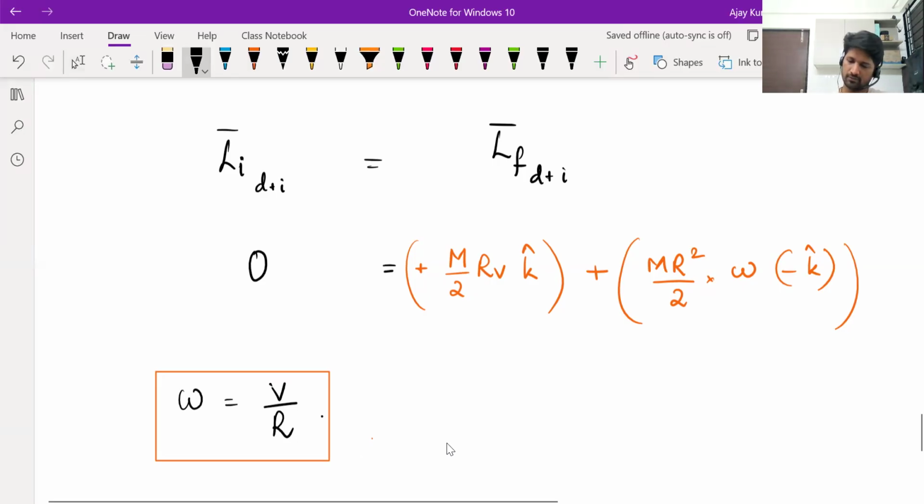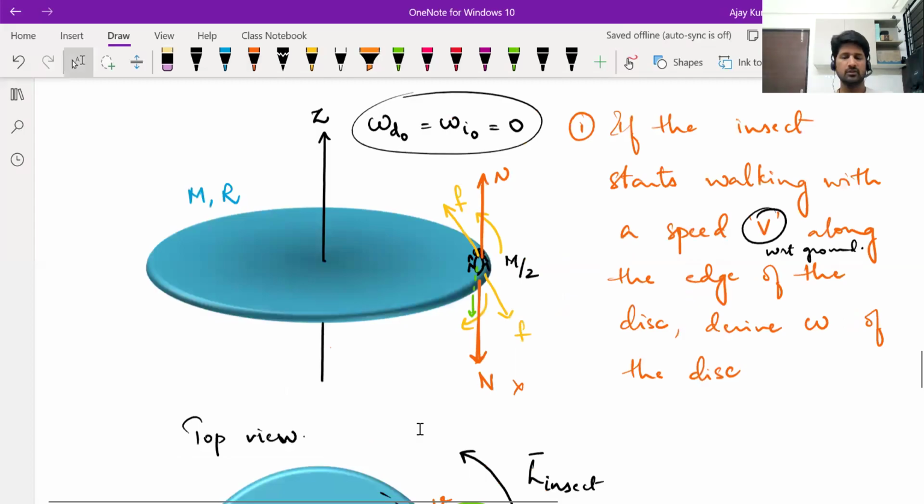Is this clear to all of you? First thing to do is to visualize forces along with lines of action. Then check if net torque about the axis is 0 or not. In this case, if you take insect plus disk as one system, the net torque is 0. Then we applied angular momentum conservation.